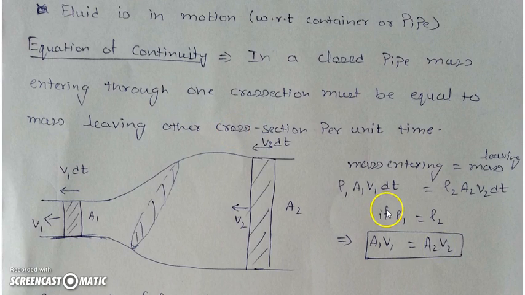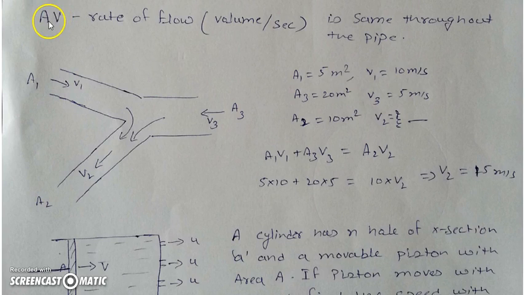This is the fundamental equation of continuity, and it says the rate of flow, which is volume per second throughout the pipe, is constant no matter what cross section you choose. A1 V1, which is the rate of flow, is volume per second, the same throughout the pipe no matter what cross section you choose. Maybe it's parallel to flow, perpendicular to flow, or at some angle with the flow.